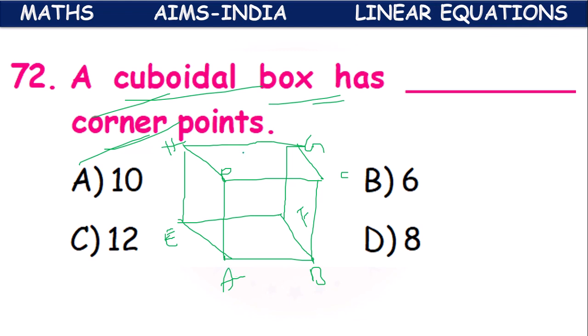So suppose if this is a roof, if this is a floor, if this is a roof, E, A, B, F. 4 corners: 1, 2, 3, 4. 4 corners on the floor: 1, 2, 3, 4. 4 corners on the roof. Total it will be having 8 corners.